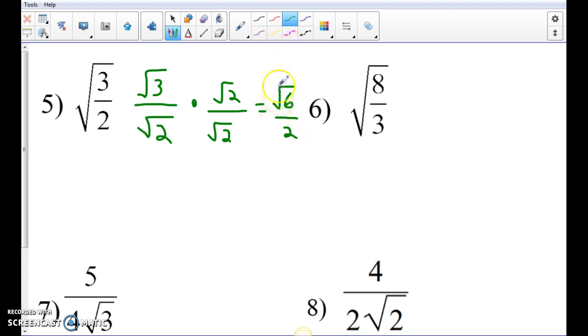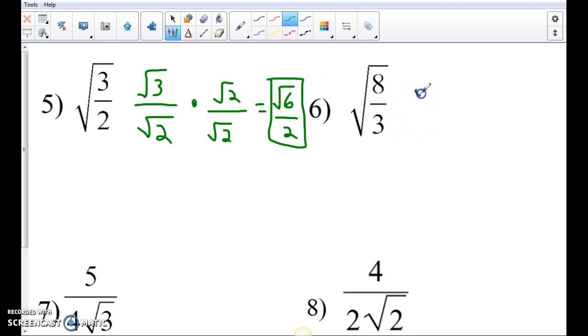Okay? So now I have radical 6 over 2. And again, I can't divide these because it's a radical, or an irrational number, divided by a rational number. So this is my final answer. Just radical 6 over 2. Okay? Example number 6 is very similar.